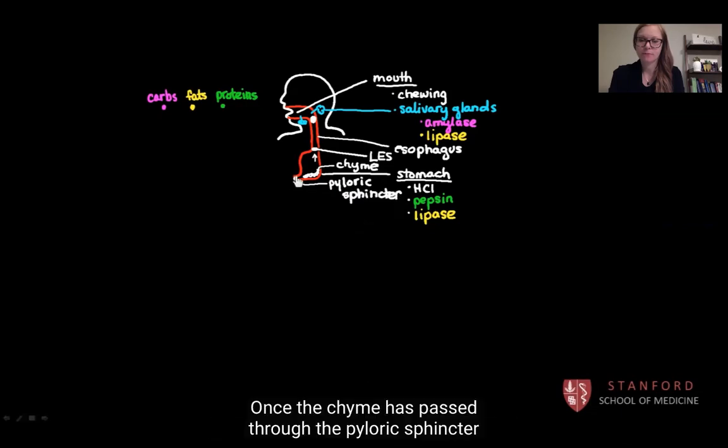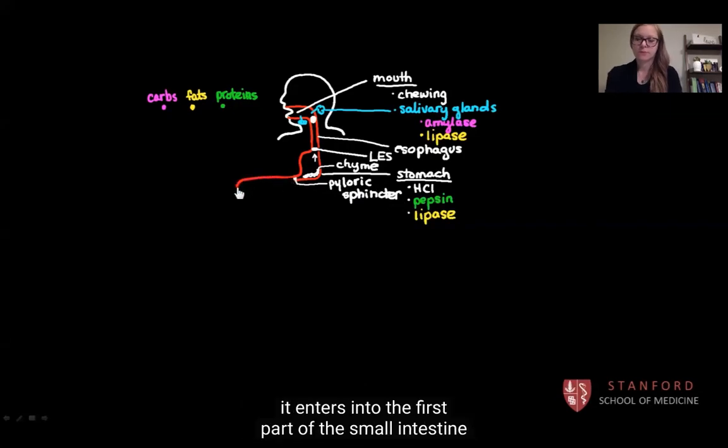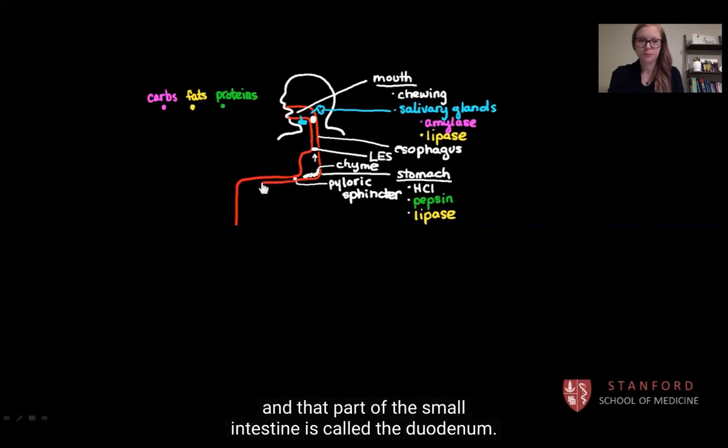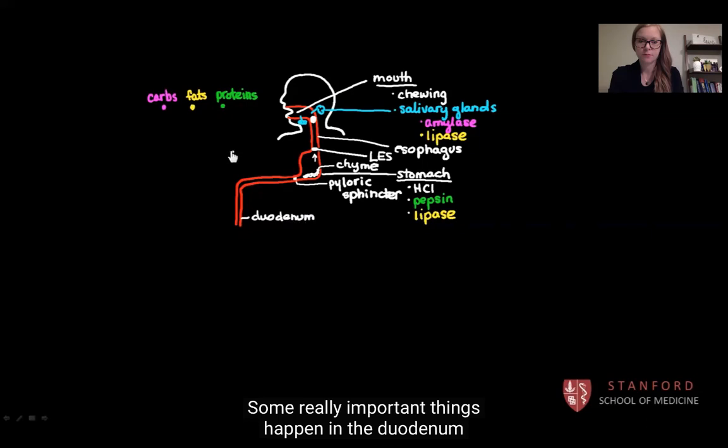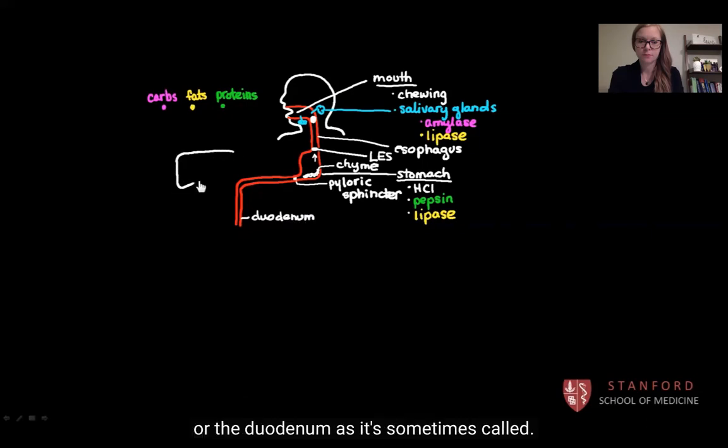Okay, so once the chyme has passed through the pyloric sphincter, it enters into the first part of the small intestine, and that part of the small intestine is called the duodenum. I'll just write that in. And some really important things happen in the duodenum, or the duodenum as it's sometimes called.